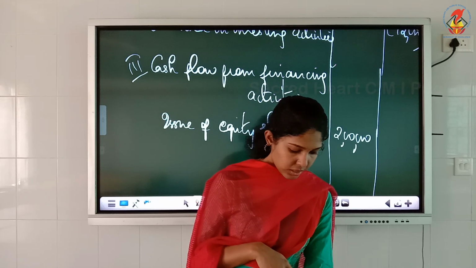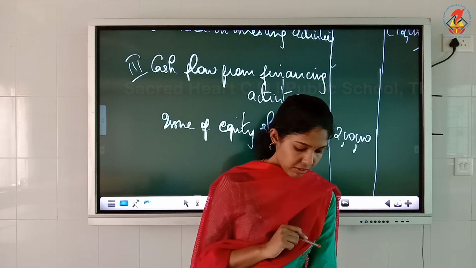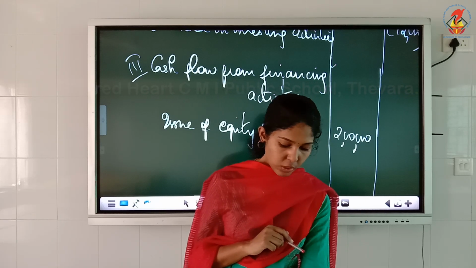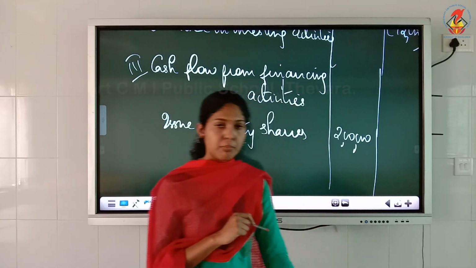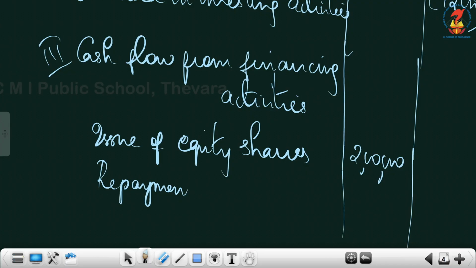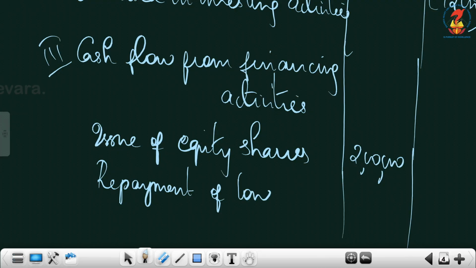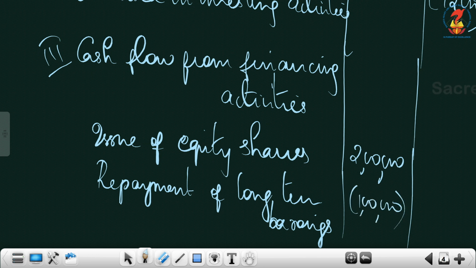Then reserves and surplus we have already considered, that's the net profit. Then long term borrowings, last year 2 lakhs, this year 1 lakh. Why? Because we are repaying. Understood? It's moving out, that's why there is a reduction. Reduction means we are repaying the amount. Repayment of long term borrowings, the repaid amount is 1 lakh, that is minus 1 lakh cash outflow.